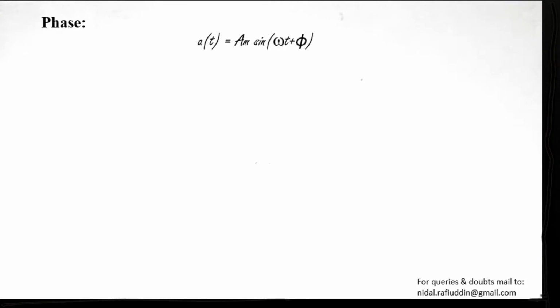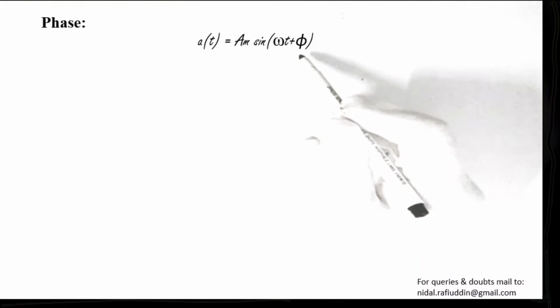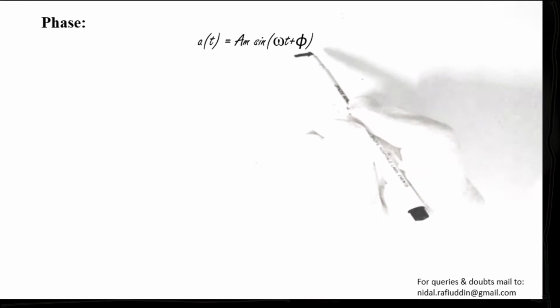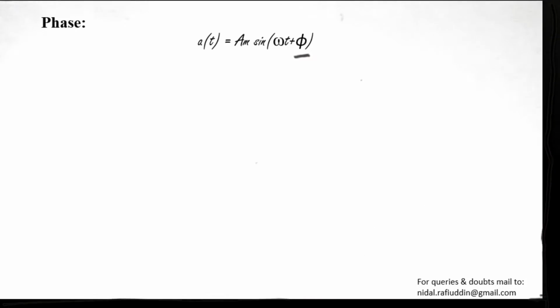So we learned the representation of a sinusoid wave as a(t) equal to Am sine omega t plus phi. Here we see that there is a term that had been included which was not present in our previous lecture, and this term in fact is called the phase. And this is the characteristic of the sine wave which decides the shift in the time axis, or the omega t axis, or the x axis.